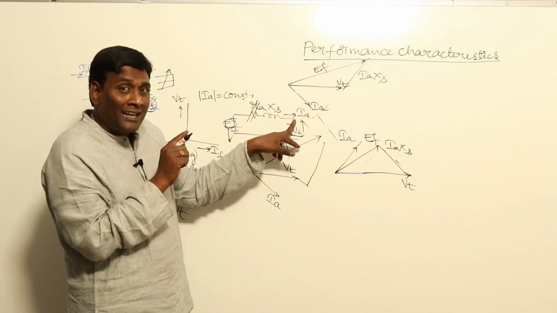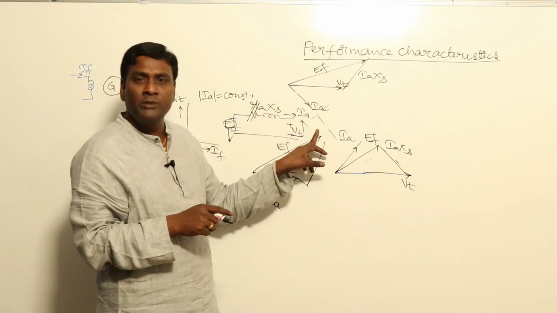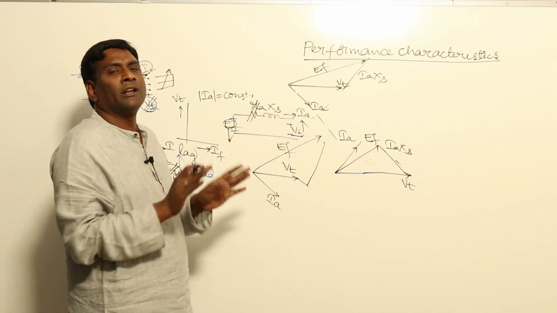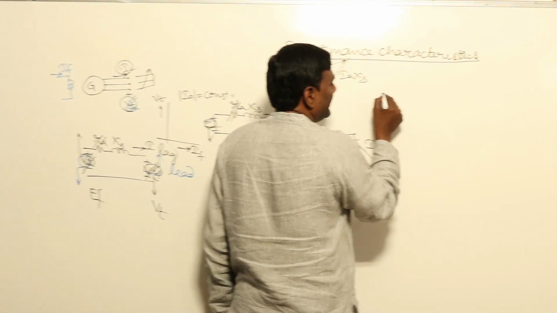My position of current waveform in sinusoid will be in such a way that active power will be flowing from here to here only. Okay, forget about all. Let us draw the phasors. Performance characteristics.